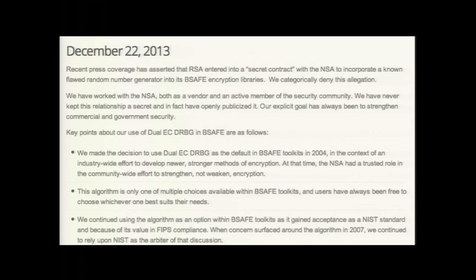RSA issued a nice statement saying, sorry, we didn't know NIST was the good guys, how could we have guessed that there was anything fishy, you know? Everybody was so excited about elliptic curves at that point. Now, all right, maybe in 2004 that was correct, but it certainly wasn't correct anymore in 2006 or 2007, and they kept it in there until September 2013.